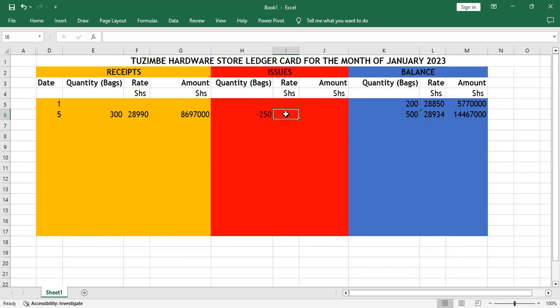But now, how do we value these bags of cement we are issuing out? So when we are assigning the cost to these bags we are issuing out, we use the average. This should be 250. And the date is 7th. We have 250 units and issue 250.